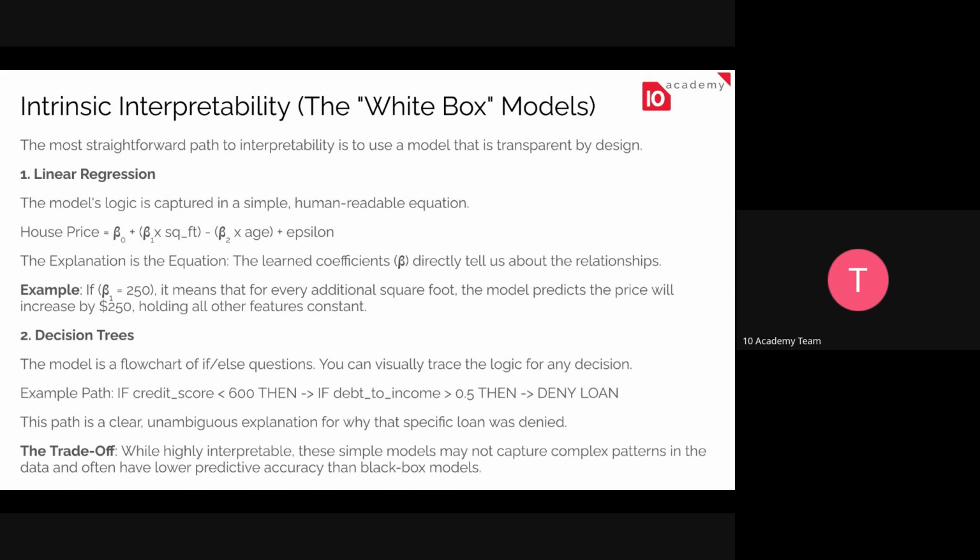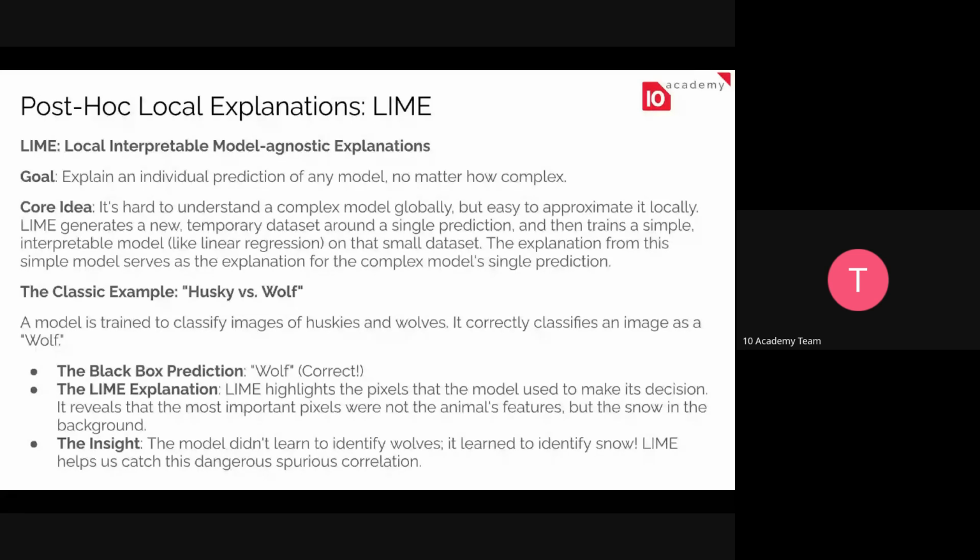Of course, there is a trade-off. While they are highly interpretable, these simple models cannot capture complex patterns in the data and often have lower predictive accuracy than black box models. Okay, so we have seen that. Let's take a look at the local explanations by post hoc methods, which are LIME and SHAP.